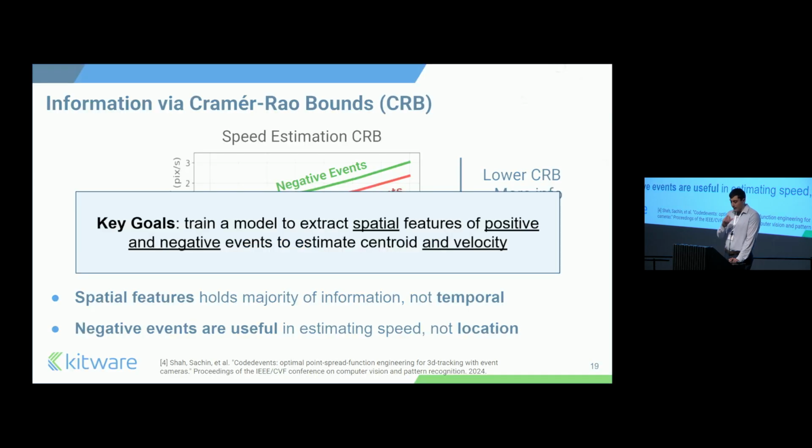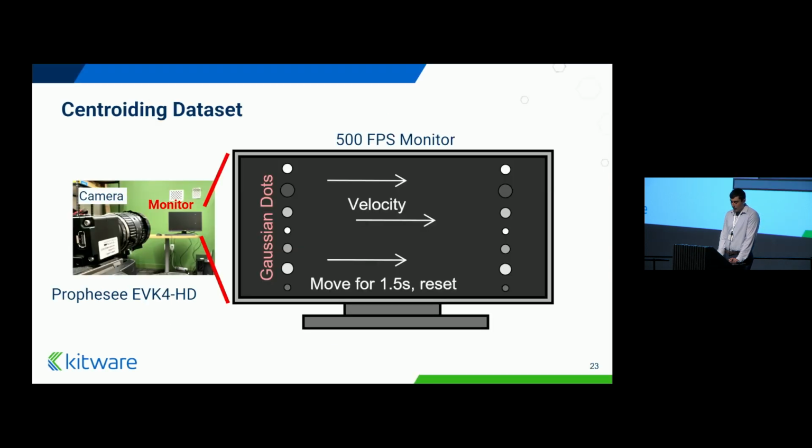So with these insights, our goals are to train a data-driven model to focus on the spatial features of the distribution. And we're going to look at positive and negative events together and not only estimate the centroid, but also the velocity. So now we come to how we collect this data set to train our model. So we have a Prophesee EVK4 event camera focused on a high frame rate monitor, where we put 7 Gaussian dots on the monitor, move them to the left for 1.5 seconds, reset them, randomly change their size, intensity, and velocity in doing so, and repeat.